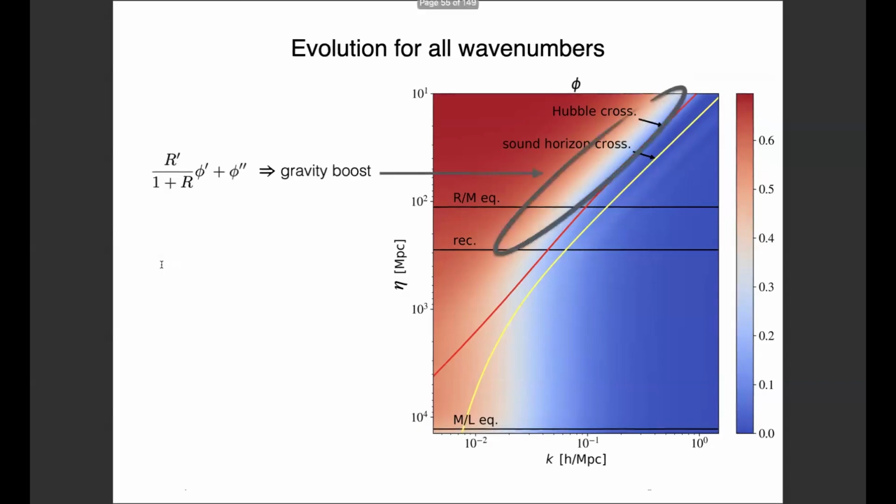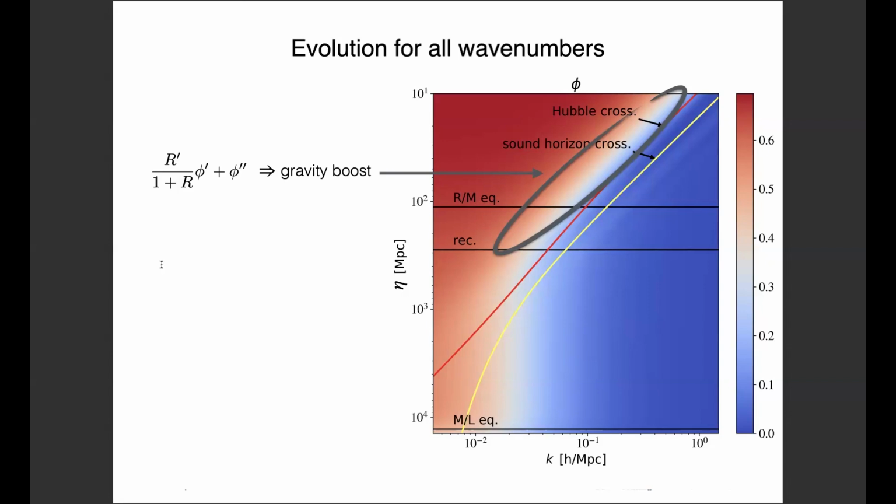Okay, what do we do with this? We can notice first that in the equation before, what played a very big role was the partial derivative of the metric with respect to time. So we have a non-zero phi prime on this plot whenever on a vertical direction we have a gradient of color. If we have a gradient of color before recombination, it can contribute to the gravity boost. After recombination, it can contribute to the integrated Sachs-Wolfe effect.